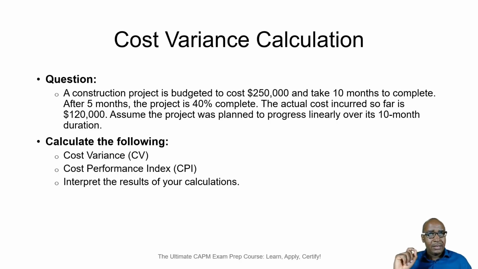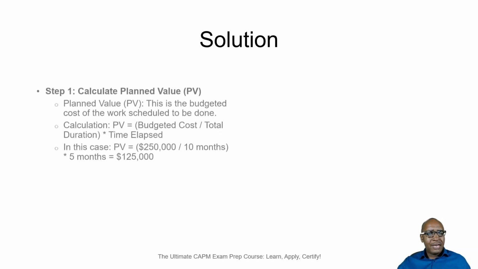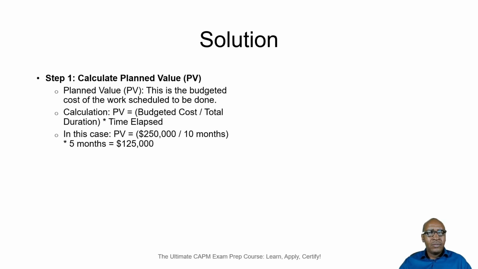So we want you to calculate the cost variance, cost performance index, and to interpret the results. Let's have a look. Now we're going to start by calculating the planned value. In this particular question, we will not need the planned value, but we're going to calculate it just to show you how it's done.